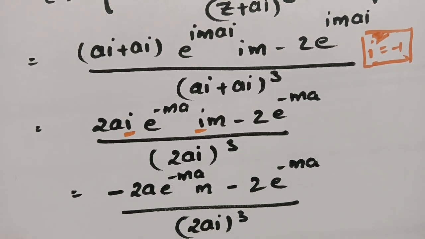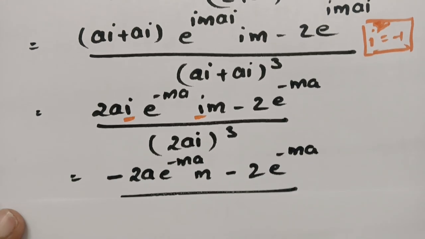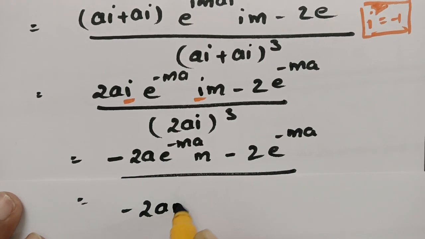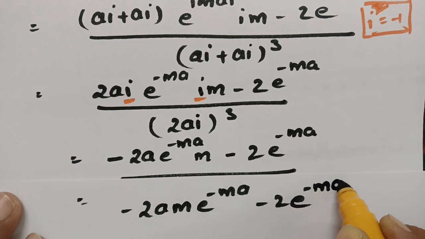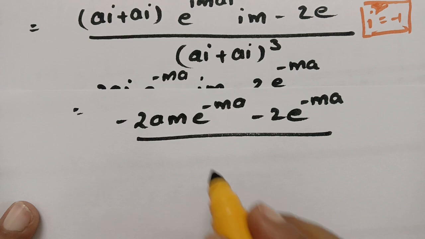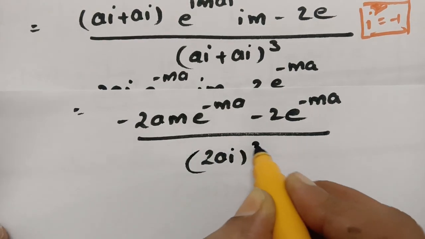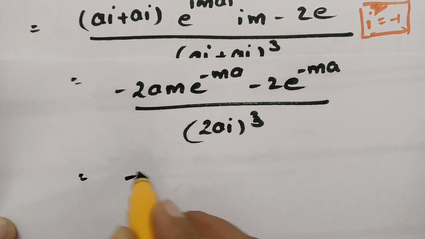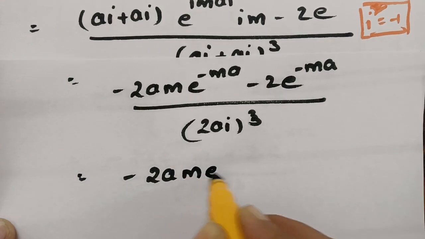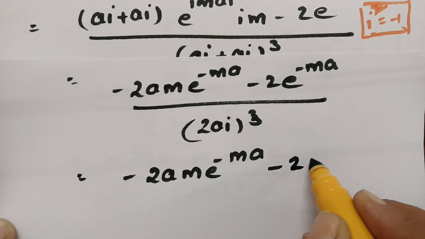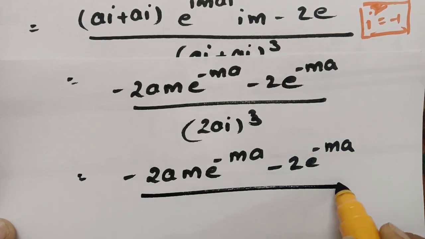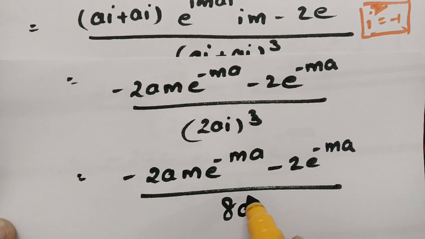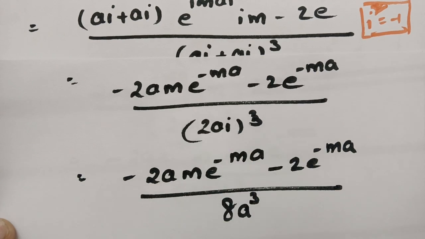And see, the next step will be, this value is minus 2am e power minus ma minus 2 times e power minus ma by 2ai whole cube. And this is going to become 2am e power minus ma minus 2 times e power minus ma by 2 cube, which is 8, a cube, and i cube value is i square times i, that is minus 1 and 1 i remains.